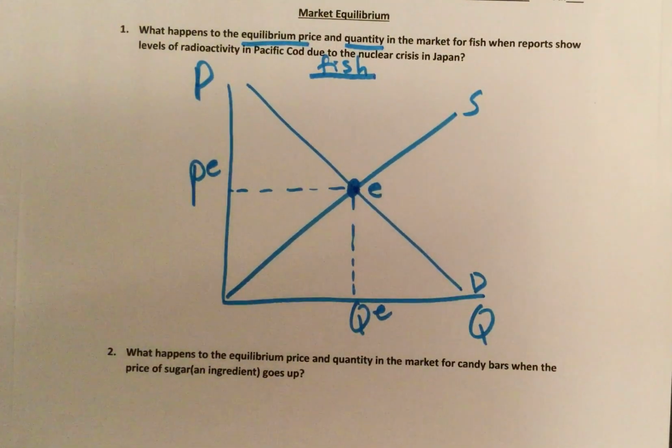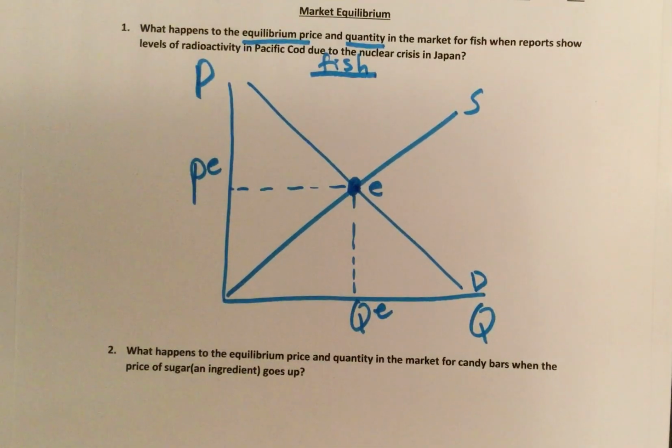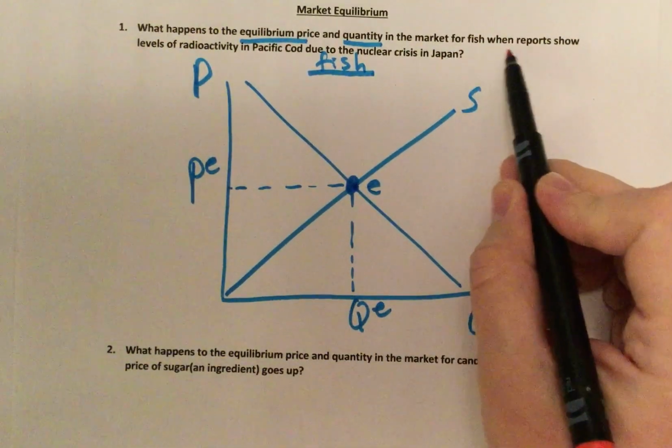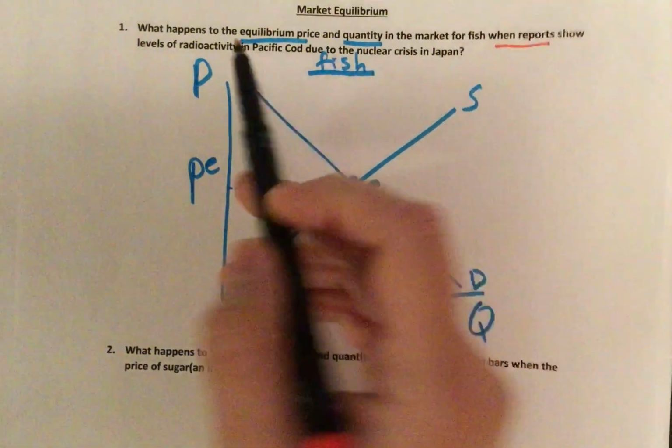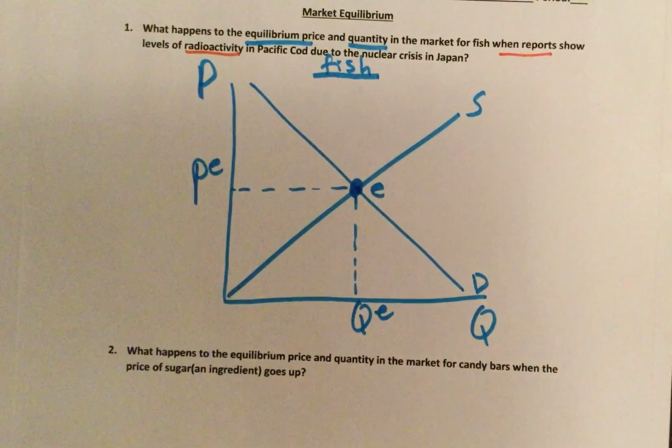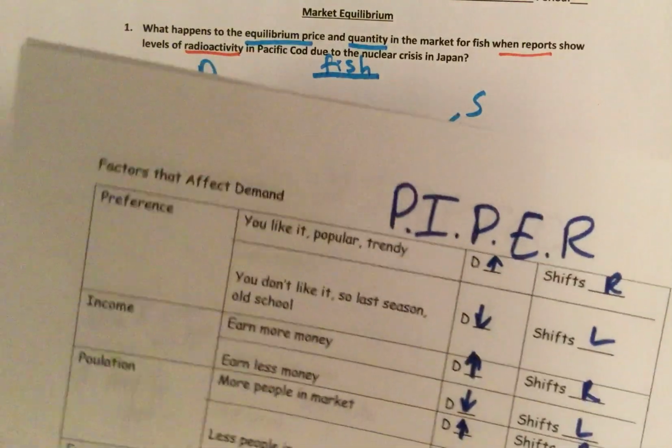In this scenario, though, it says what happens to the equilibrium price and quantity in the market for fish when there are reports that show a level of radioactivity in Pacific cod due to the nuclear crisis in Japan. So once you've read the scenario, you have to determine, well, what is changing? Well, there's news reports that are saying that that fish is now radioactive. So that's not good for anybody's health. Nobody is going to demand fish at this time if they know that this fish is radioactive, right? So this is their preference has changed.